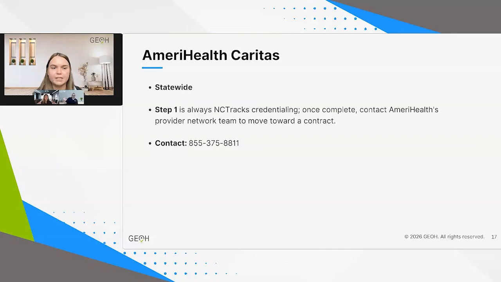All right, moving into individuals. So AmeriHealth Caritas, how do you get credentialed with them? You just contact AmeriHealth once you have your credentialing with NC Tracks done. And then from there, they will help you with a network team to move forward with the contract. And their contact information is also down below with that number, as well as in that link.